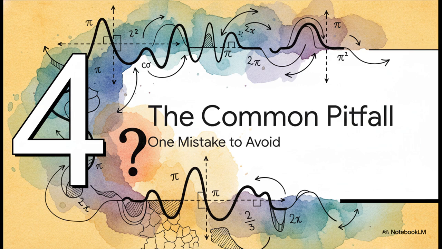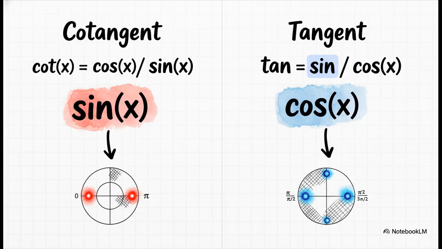Okay, quick timeout. Before we go any further, I want to talk about the number one mistake people make with these two functions. Seriously, getting this right will save you so many points on a test. All right, listen up, because this is it. It is so easy to mix up the asymptotes. Just burn this into your brain.